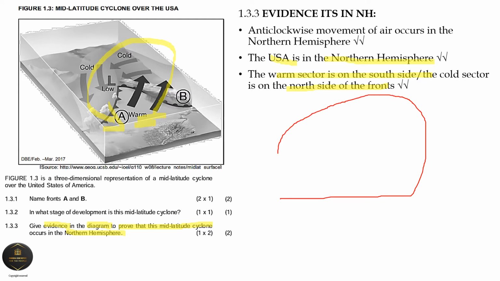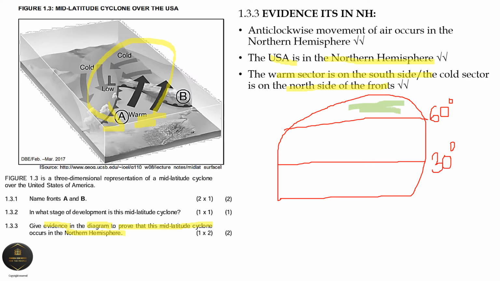If I were to draw the northern hemisphere, remember, this will be your 30-degree line, and this will be your 60-degree line. Remember, the cold sector gets to be at the top because your polar air is at the top, right? So your cold sector will be somewhere up there. And your warm sector is below, on the southern side, simply because your warm westerly winds will be on the southern side. So those are the reasons you give.